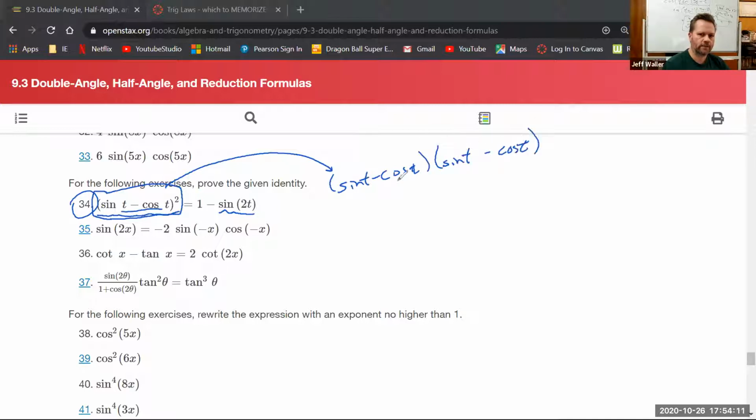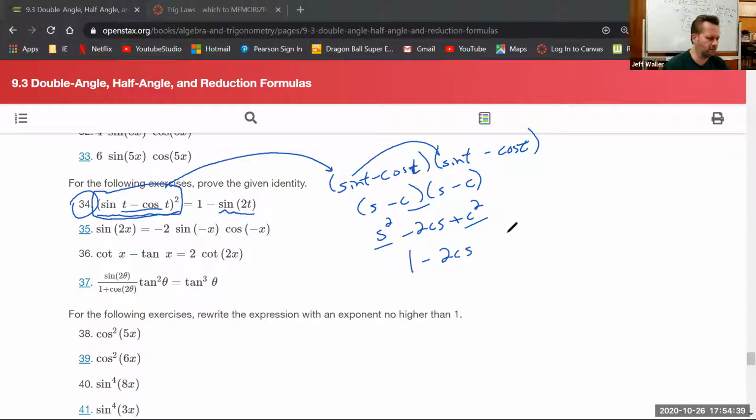sin t minus cos t, squared. Have I shown you how we write this, especially when there's no cosecants and stuff? This is sine and cosine. So then I get s squared minus 2cs plus c squared. And what's sine squared plus cosine squared? 1. And what's 2 cosine sine, or 2 sine cosine even? Somebody remember?